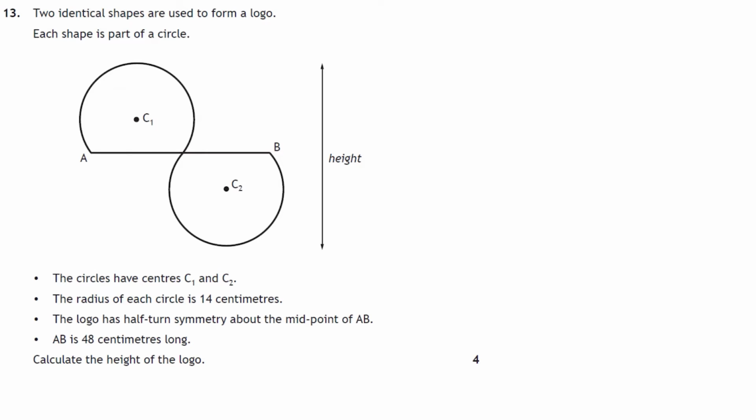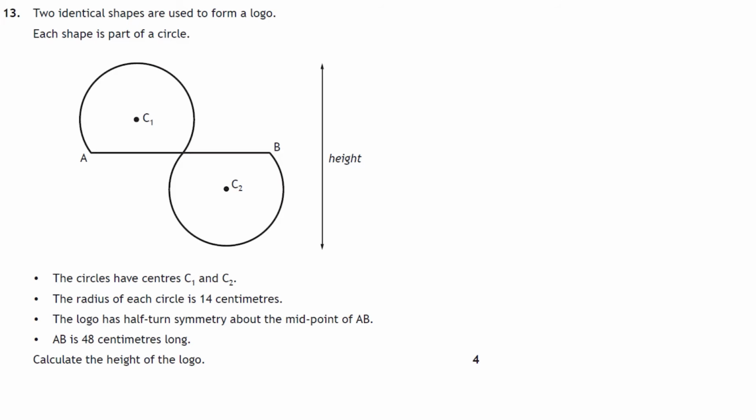Okay, question 13. Two identical shapes are used to form a logo. Each shape is part of a circle. The circles have centers C1 and C2. The radius of each circle is 14. The logo has half-turn symmetry about the midpoint of AB. AB is 48 centimeters long.